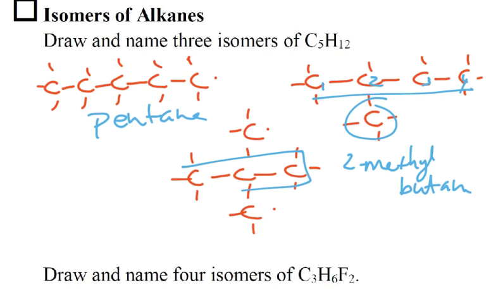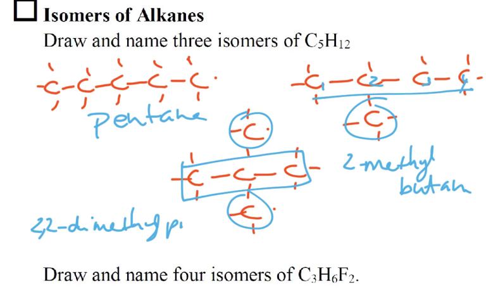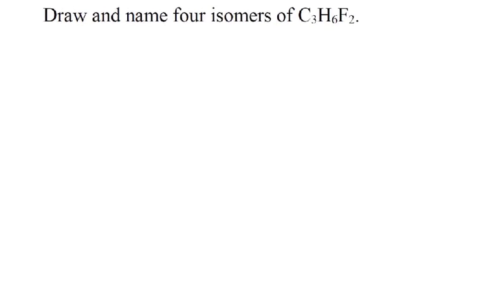This one here, we have 3 in a row with 2 methyls hanging off of it, so this is going to be 2,2-dimethylpropane. So 3 in a row is propane, there's a methyl, so that's dimethyl, and they're both hooked on carbon number 2, so it's 2,2-dimethylpropane.